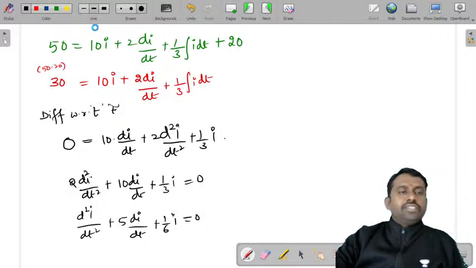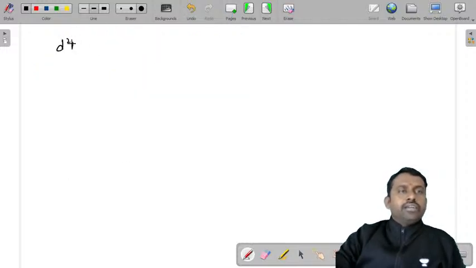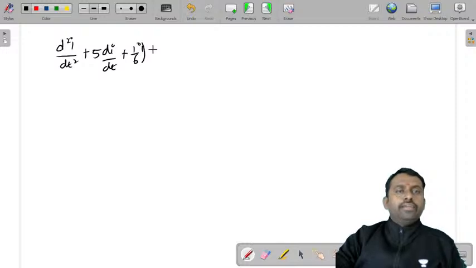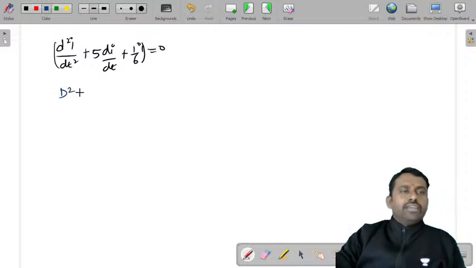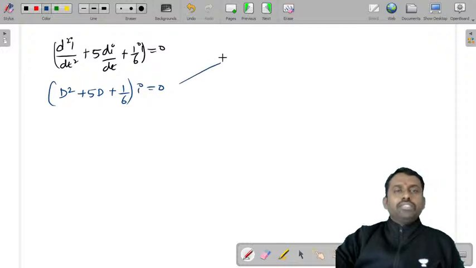Now this is a differential equation, that is d square I by dt square plus 5 into di by dt plus 1 by 6 into I is equal to 0. I can write this differential equation as D square plus 5D plus 1 by 6 into I is equal to 0. And what is the solution of this?